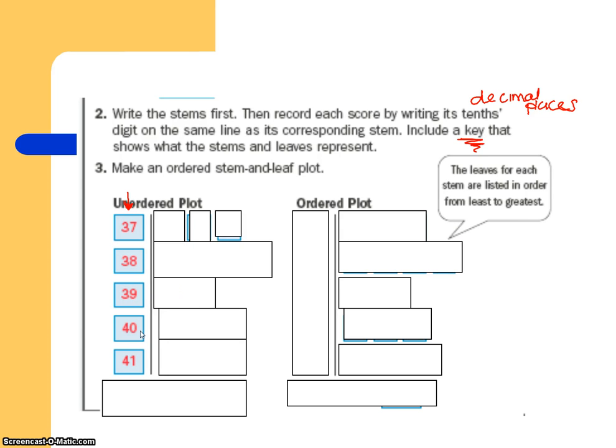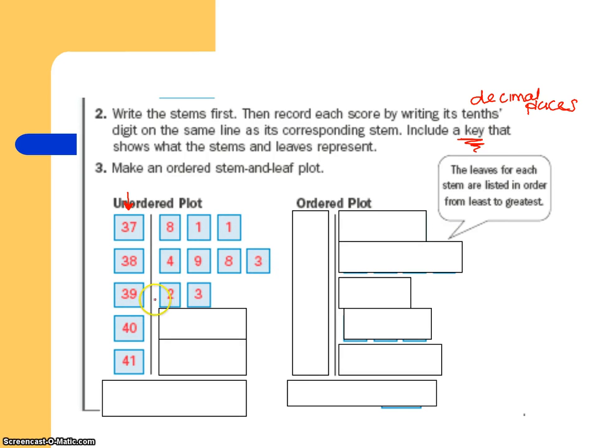So 37 to 41. Now I have 37.8, a 37.1, and a 37.1. Remember, if there are two of the same number, you have to write both of those numbers. 38 was a 38.4, a 38.9, a 38.8, and a 38.3. 39 had a 0.2 and a 0.3. 40 had a 0.6, a 0.5, and a 0.9, and 41 was 0.7, 0.4, and 0.2.